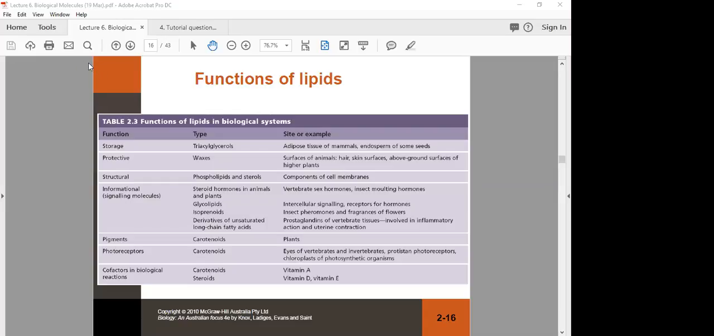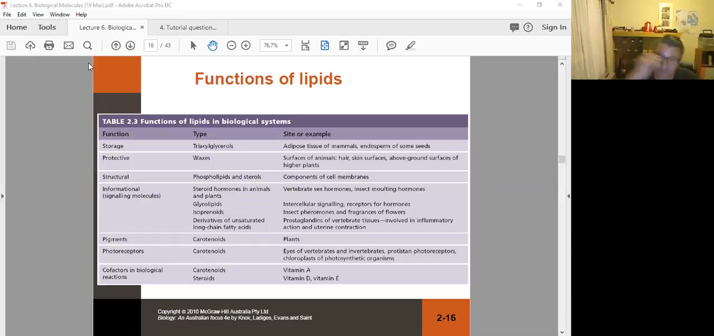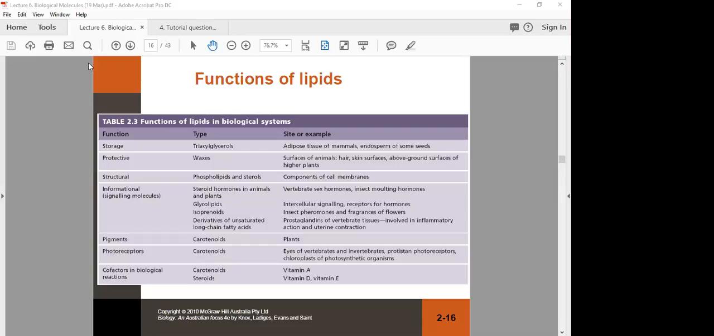Okay, all right, so we'll just press on. Okay, so lipids. This table gives a nice summary of the different functions of lipids. They're really diverse, and they're involved in so many different processes in biological systems. So you can see here they function in storage, they have protective functions, structural, informational, pigments, photoreceptors, and cofactors in biological reactions.